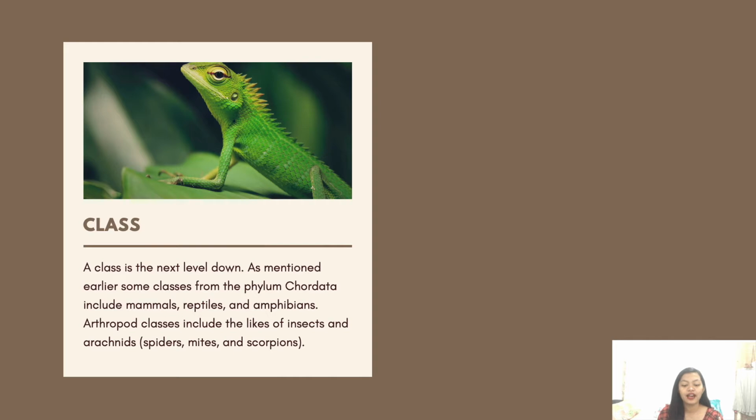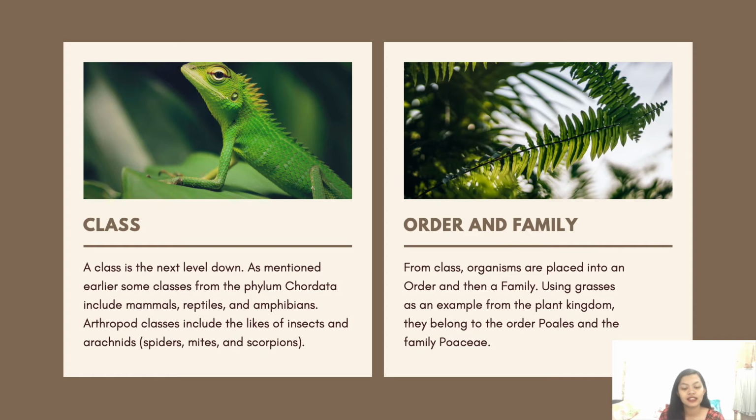And then next we have the class. A class is next to the phylum. As mentioned earlier, some classes from the phylum Chordata include mammals, reptiles, and amphibians. Arthropods also include the likes of insects, and then arachnids such as spiders, mites, and scorpions. And then next we have the order and family.